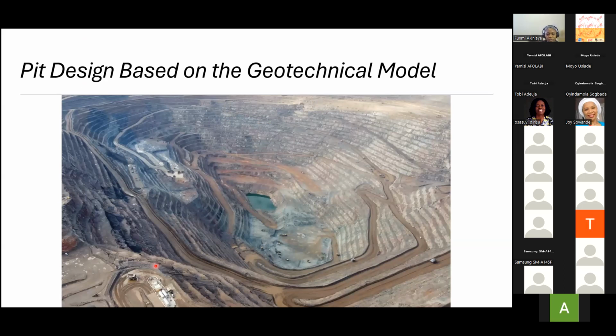So in 2021, this was how the mine looked. I'm sure it's much deeper now. So why mining?